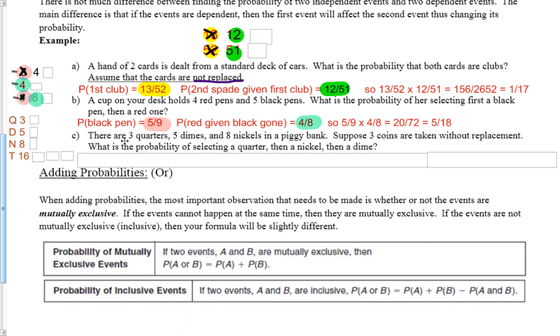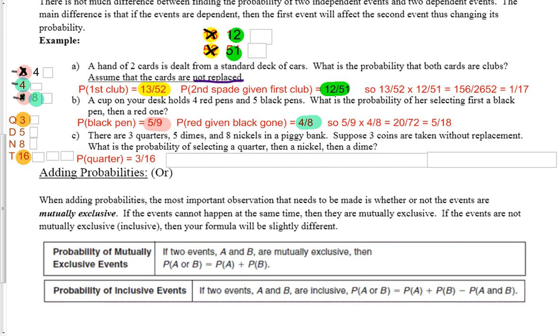Third example that we have here is a bunch of coins. There's 3 quarters, 5 dimes, and 8 nickels in a piggy bank. Suppose that we take out 3 without replacing them. So we're going to keep the 3 coins out as we pull them. What is the probability of selecting a quarter, then a nickel, then a dime? We're going to start with the quarter. Probability of getting a quarter is the number of quarters out of the total. So 3 out of 16.